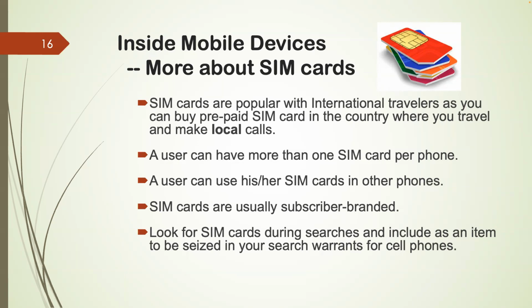A user can have one SIM on a phone, or maybe two SIMs, or the user may be juggling multiple SIMs, say 5 or 6, at different times. Because of the ease with which you can dispose of a SIM and insert a new one or get a new one, it complicates the forensic investigation.